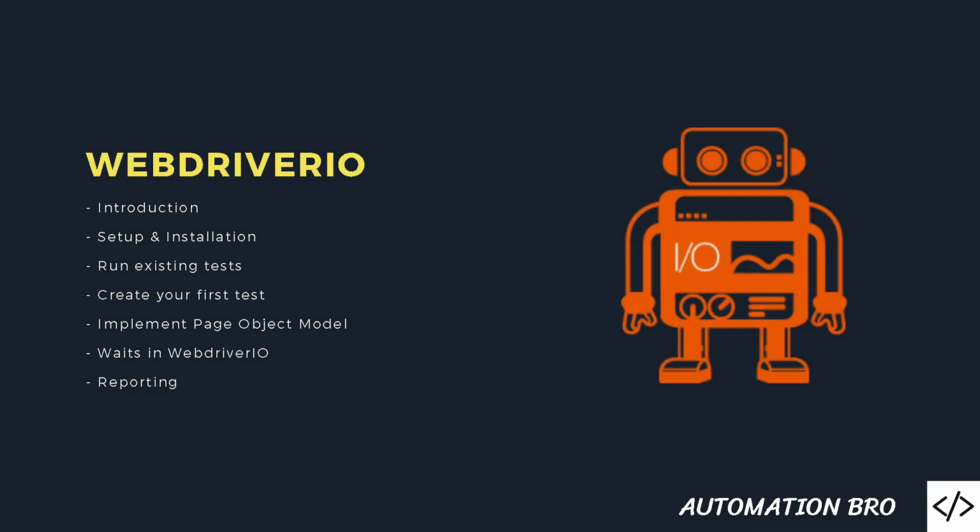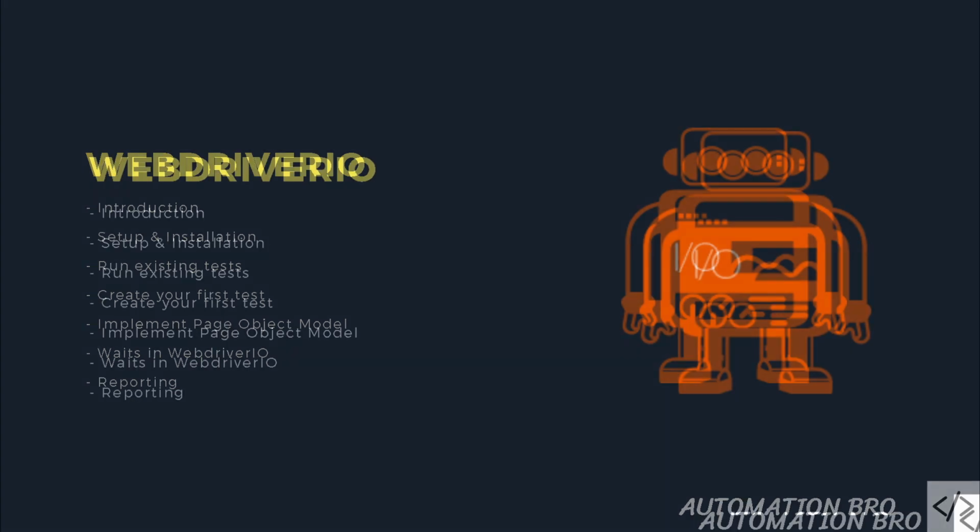All right guys, that's pretty much it for this video. Let's quickly talk about what we covered in this video. We talked about what WebDriver IO is and the advantages of using it. From there, we did our setup and installation and saw how easy it was to get started with WebDriver IO. After that, we ran our existing test and learned about the WebDriver IO syntax. Then we also wrote some of our own tests from scratch, and we also talked about page object model. And then at the end, we generated our reports using the Allure reporter.